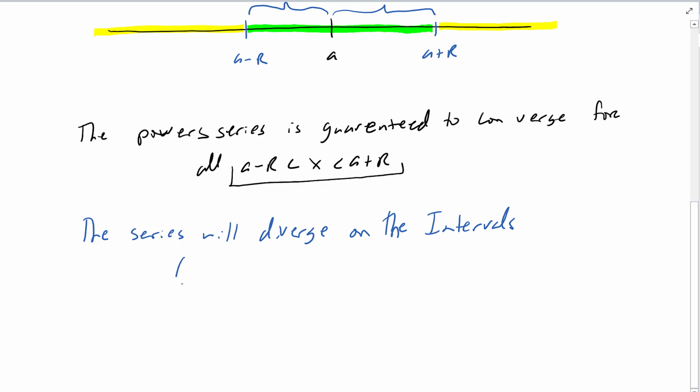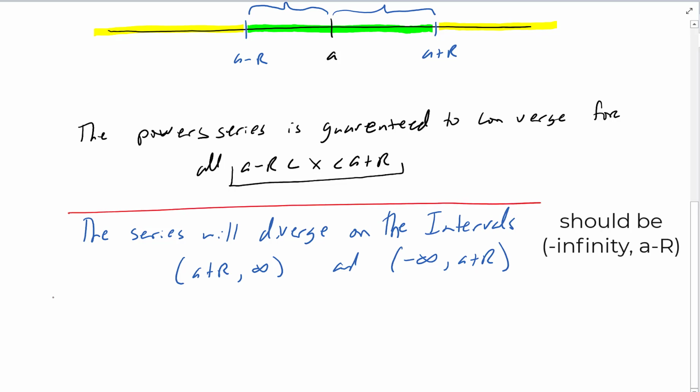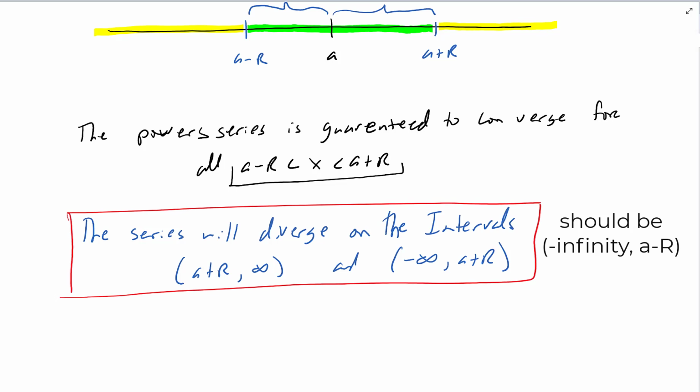So on the intervals from a plus r to infinity, and the interval from minus infinity to a minus r. Now, that's where this thing will diverge. It's guaranteed. And if you notice, we've talked about this entire number line except for two values. We haven't mentioned anything about a minus r and a plus r.